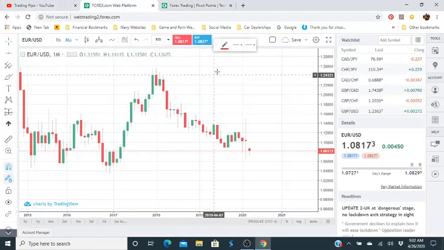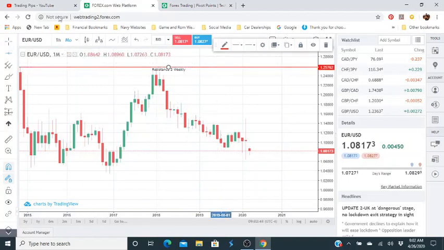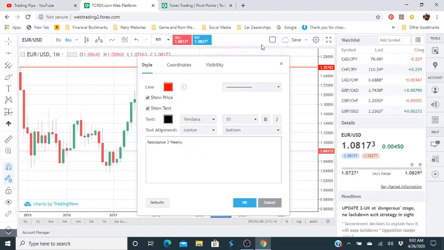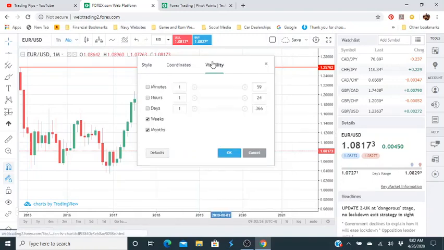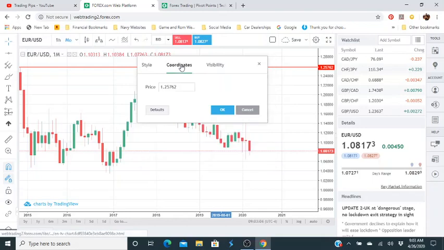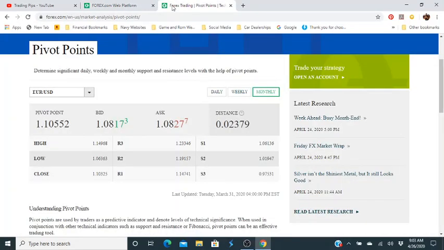We'll do it one more time. Resistance 3 weekly. Back on it. We'll change that to resistance 3 monthly. And then we'll go to visibility. We'll make sure that this time we have weeks clicked off and only have months set up. We'll go to coordinates. And once again, resistance 3 is 123.346.